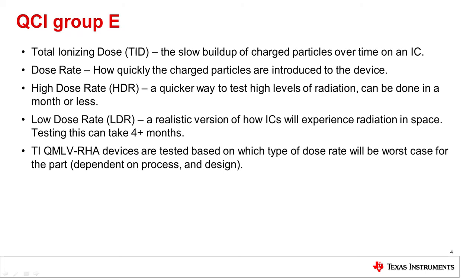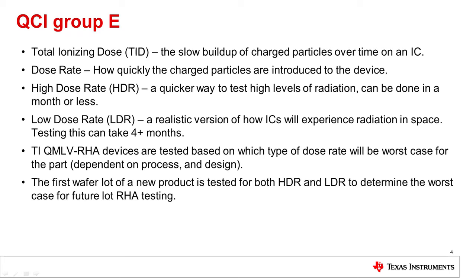As both dose rates can cause different types of failure mechanisms, one of them is typically considered worst case based on process and design details. At TI, the worst case is determined by testing both HDR and LDR on the first lot of material for an RHA device, and based on the data, deciding on the worst case for future lots.